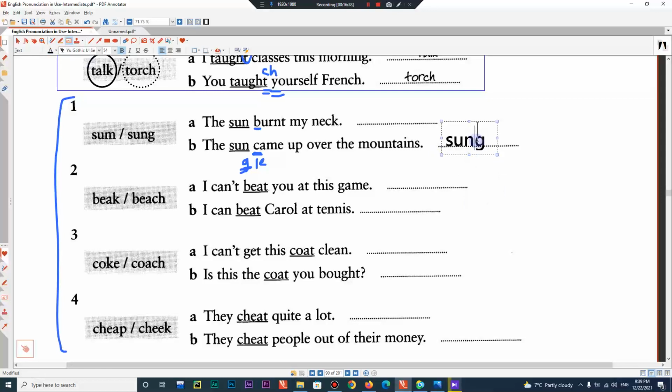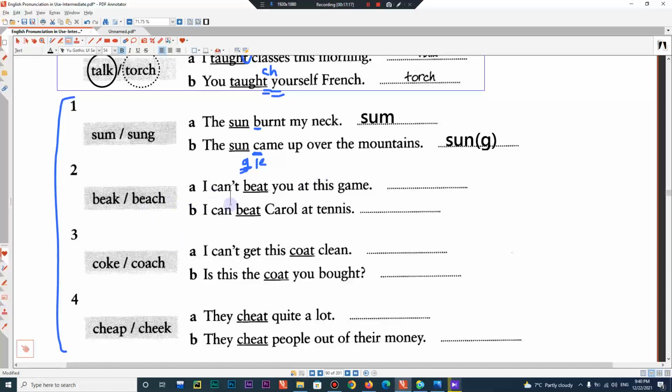You add a little n. Remember, this is a very little sound, so you don't hear, of course, "song." No, it's very weak, but it helps you pronounce more easily. So you say "the sun came up over the mountains." And the other one is "burnt," and you can use "sum" here. M and b. Look at your tongue position. Your lips. The positions are similar, so "sum" goes better with that one. So he said "the sun burned my neck."